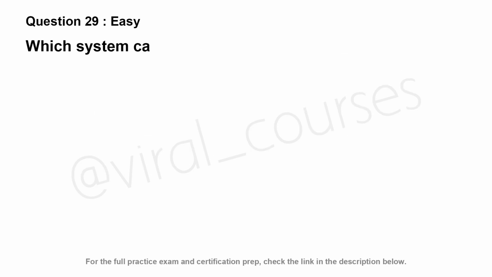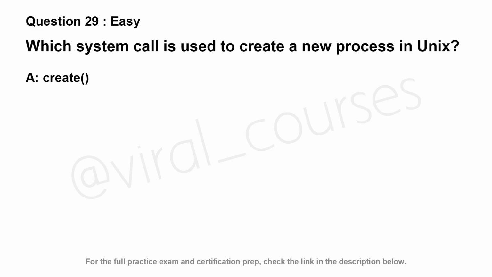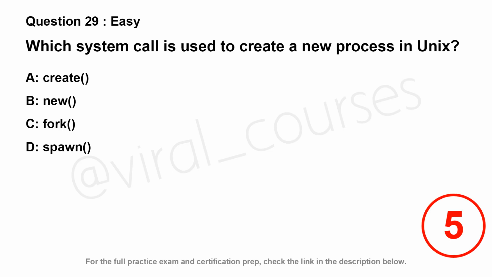Which system call is used to create a new process in Unix? Option A, create. Option B, new. Option C, fork. Option D, spawn.